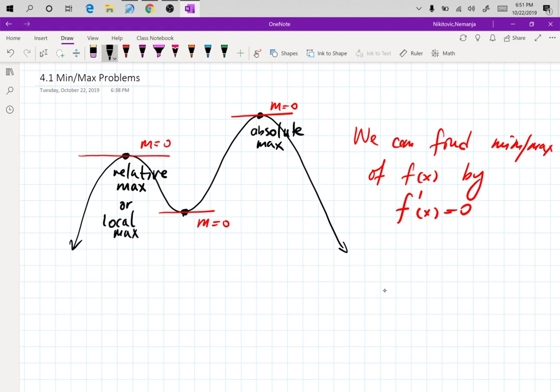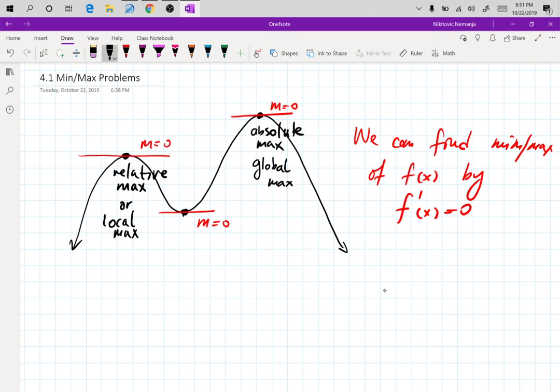We can also call it local max. So whether you use absolute, there is also global. That's also depending on which book. So that's going to be also global max. So absolute or global, or relative or local. So those are the words. I don't care which one you use.